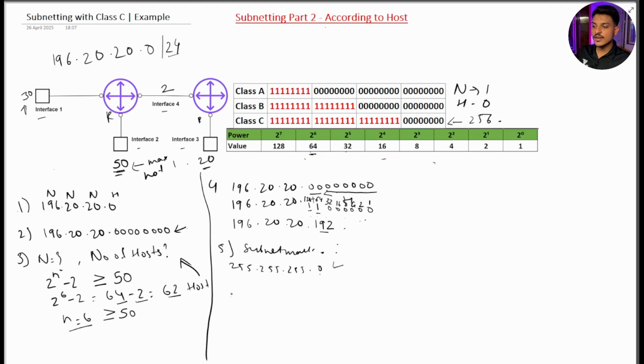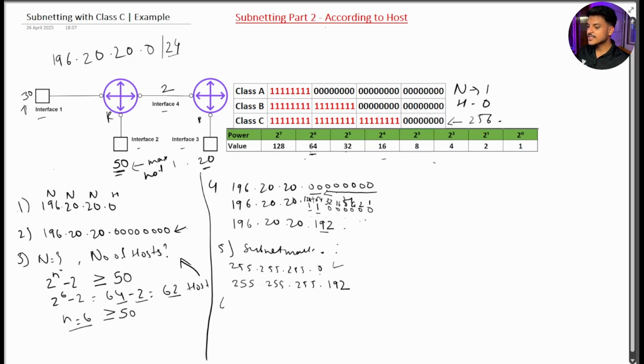Okay, so then what will be our subnet mask? We have to write the first 3 octets that are given to network as they are, so it will be 255.255.255. And in the last octet, subnetting has been done, meaning some bits are given to network. So how many bits are given to network? It is 128 plus 64, that is 192. So we have to write it again, and that will be our subnet mask.